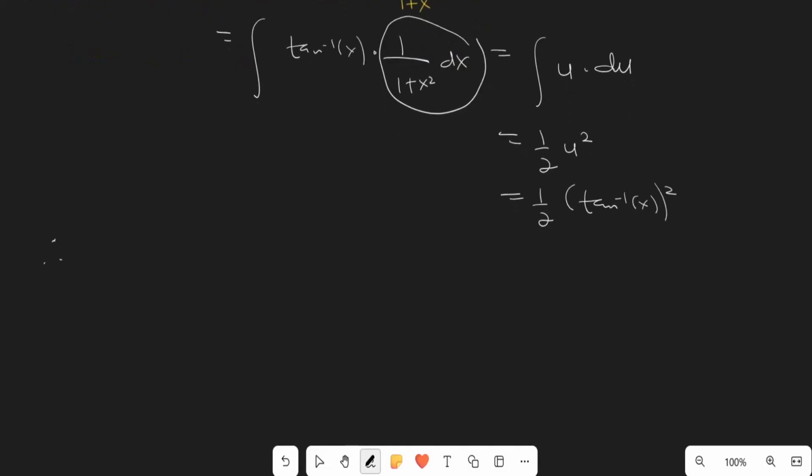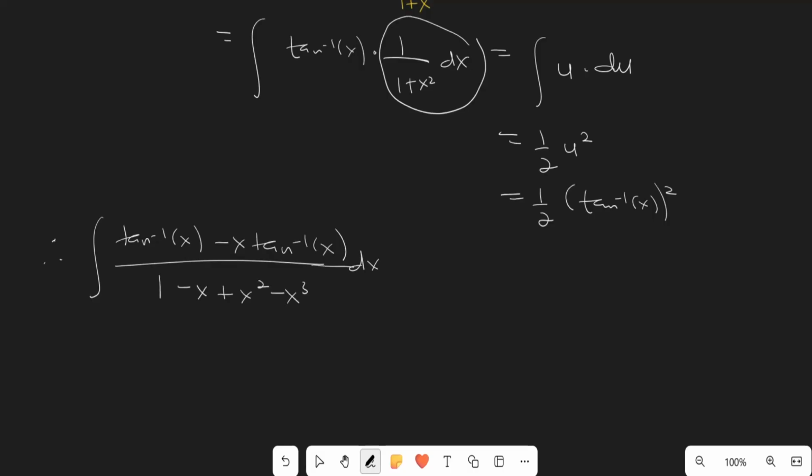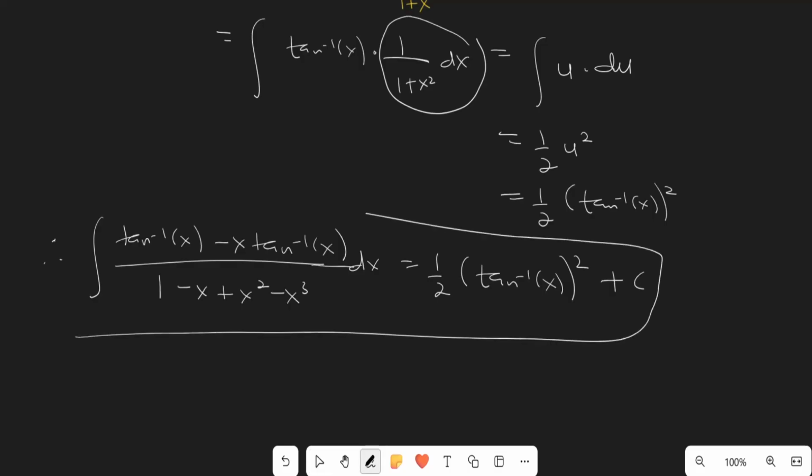So therefore, if we integrate this one, which is tan inverse of x minus x times tan inverse of x all over 1 minus x plus x squared minus x cubed dx, this one simplifies nicely to 1/2 tan inverse of x all squared. So this is the value of our MIT Integration Bee question.